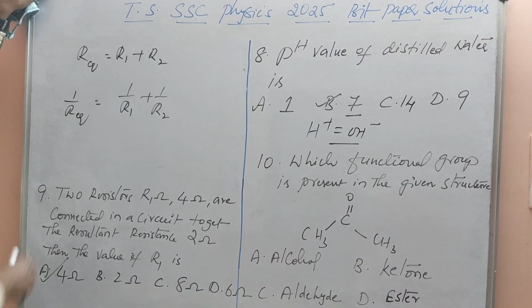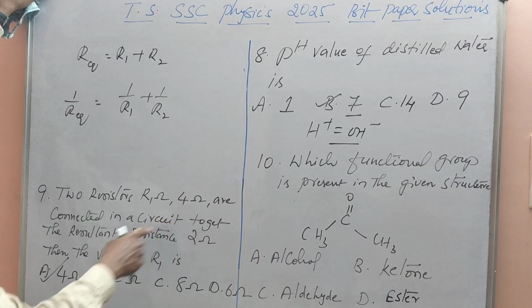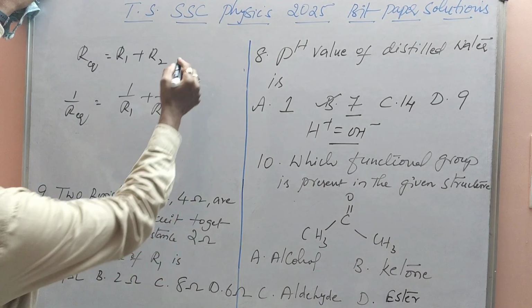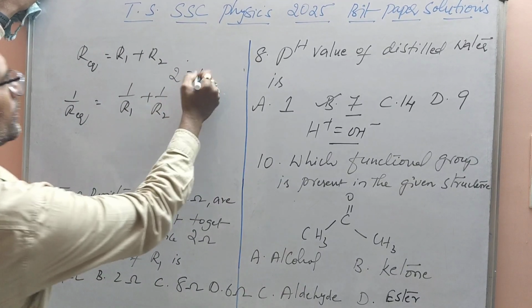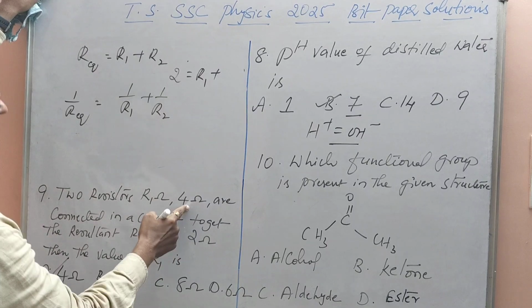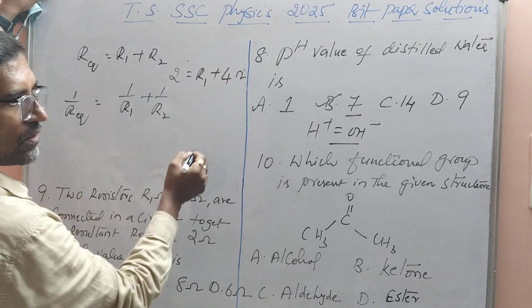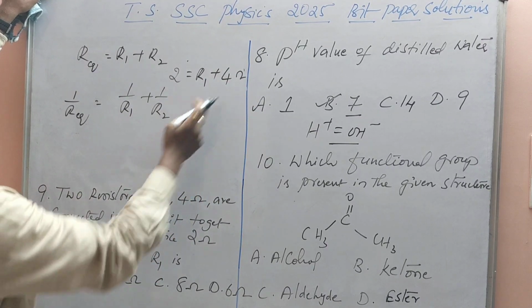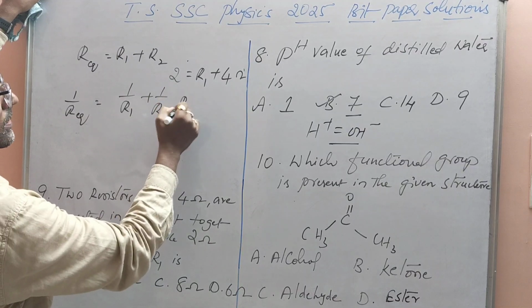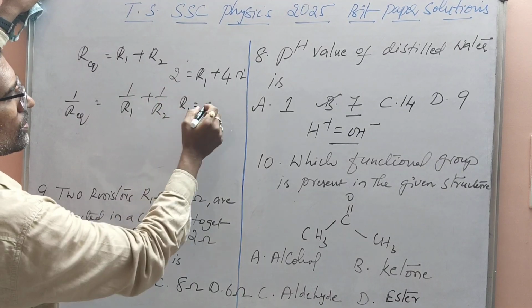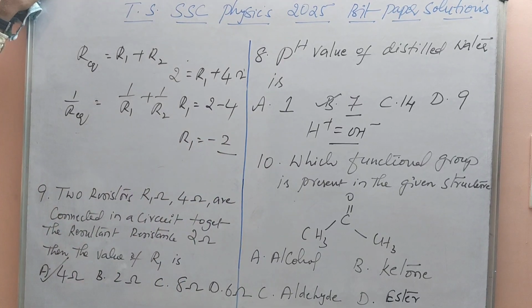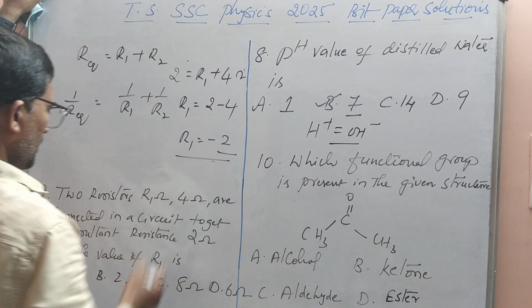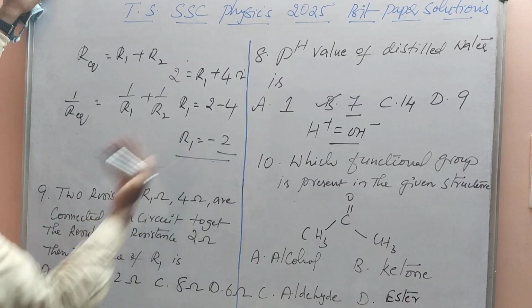Then, sir, how did you get this? R equivalent is how much given? The resultant resistance is 2 ohm. Substituting this, 2 is equal to R1, which I have to find out, plus R2, which is how much given? 4 ohm. Now, if I bring this one, R1 is equal to 2 minus 4. So R1 is equal to minus 2. So this is not the right answer, even though you got minus 2 here.